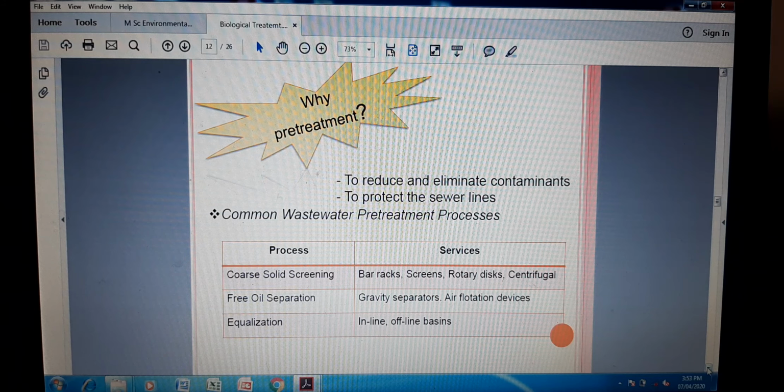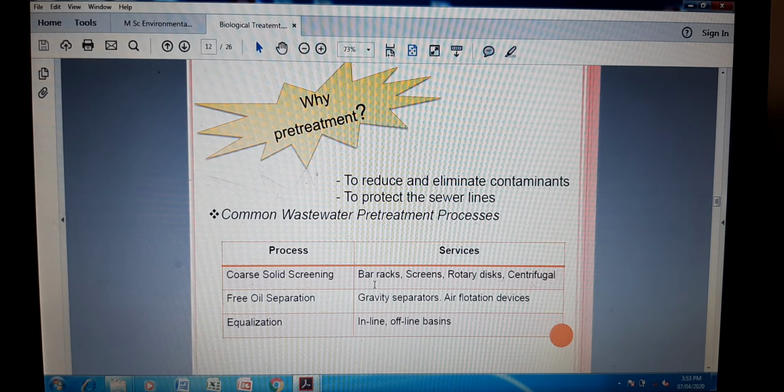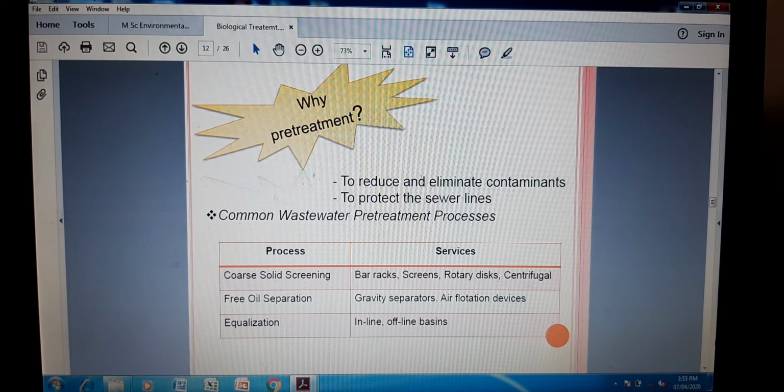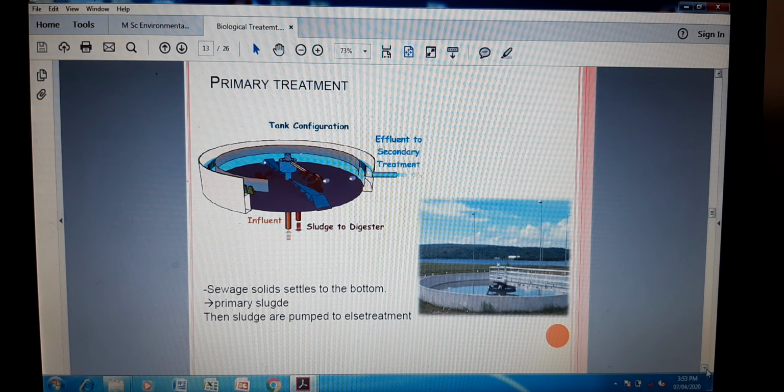So why pre-treat? We have already discussed why it is important, because most of the pollution load is removed in the pre-treatment. The main unit operations are the bar screens or bar racks, rotary discs or centrifugal forces. They remove most of the floating as well as the dissolved material from the wastewater.